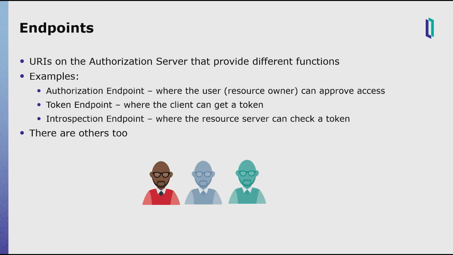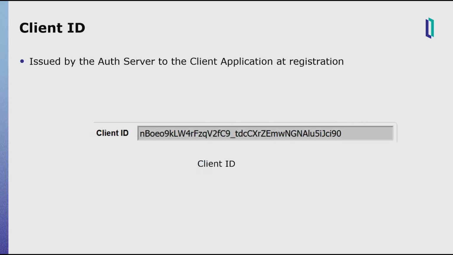Endpoints: URIs that exist on the auth server for different purposes. The authorization endpoint, where the resource owner, the user, can approve access to grant privilege to the client. The token endpoint, where the client can request a token. The introspection endpoint, where the resource server can check a token, or sometimes the client as well.